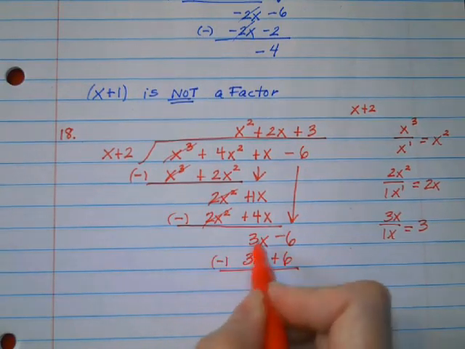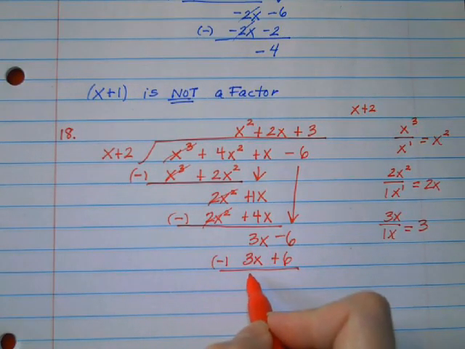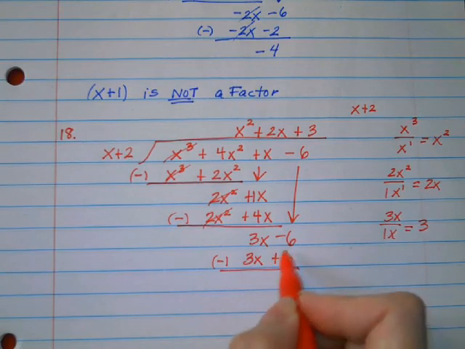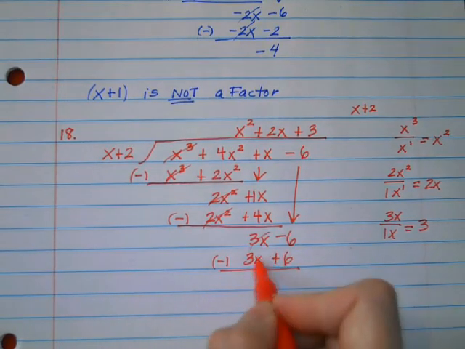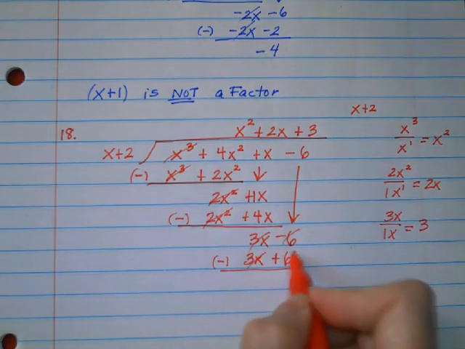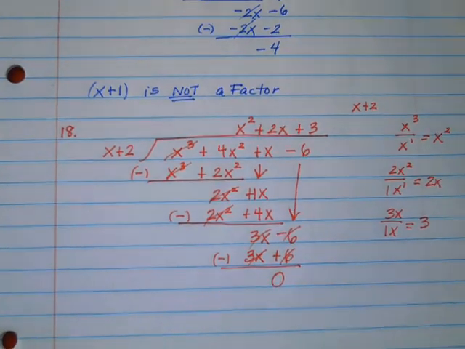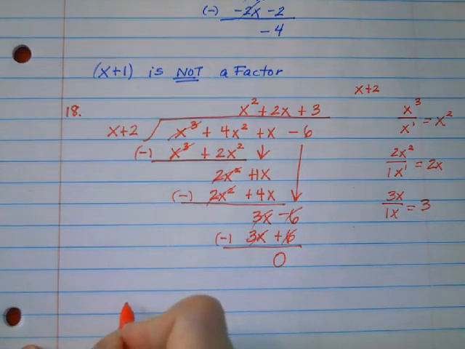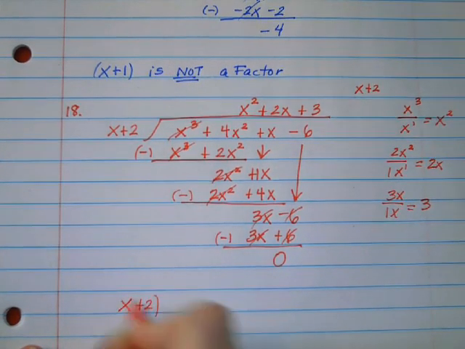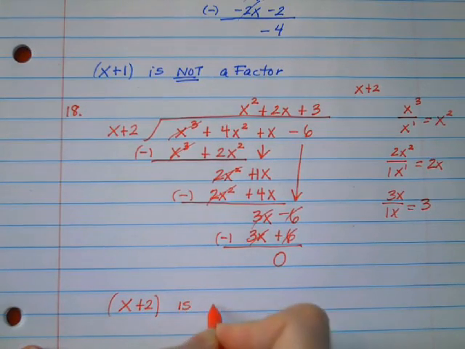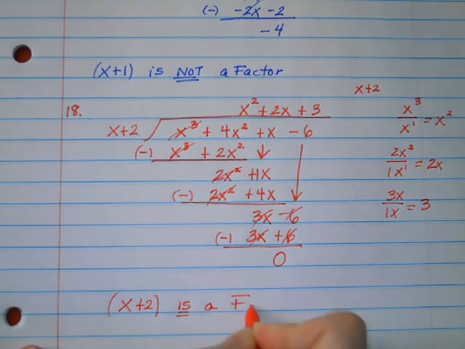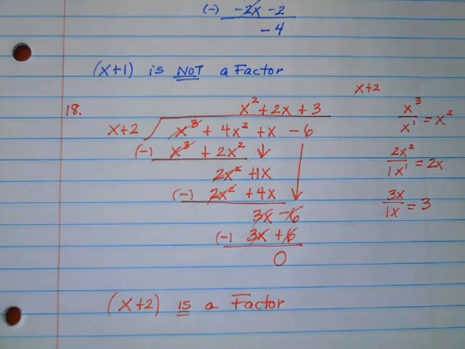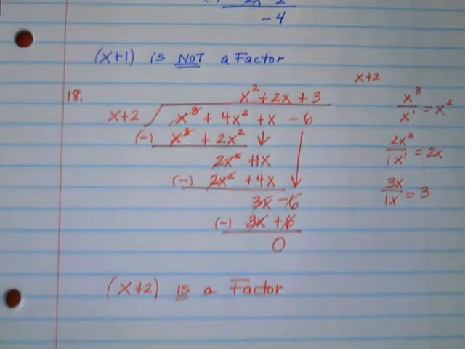So now what is 3x minus 3x? You're correct, it is 0. And what is negative 6 minus 6? That is also 0. So I just end up with a 0 remainder. So is x plus 2 a factor then? You are correct. X plus 2 is a factor, Cornelius. So x plus 2 is a factor because we had a remainder of 0.